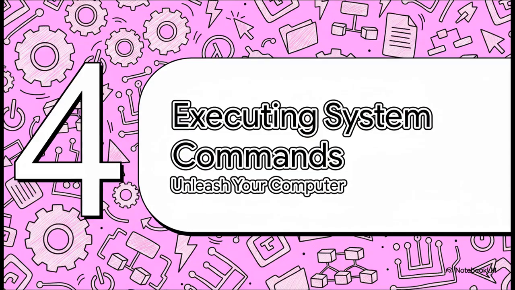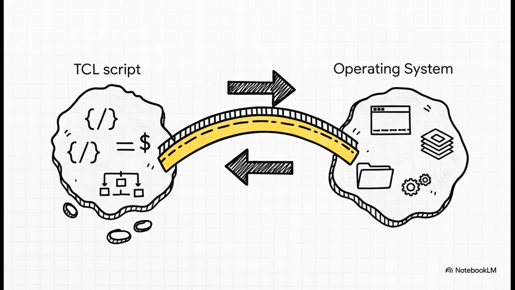All right, for our final building block, we are going to unleash the full power of your computer. This section is all about executing system commands, which lets your TCL script do pretty much anything you could do from your computer's own command line. This is a game changer. The key to all of this is one single master command, exec. Simply put, exec runs any command line tool or program and then captures its output, making it available right there inside your TCL script. It's the ultimate bridge between TCL and your operating system.